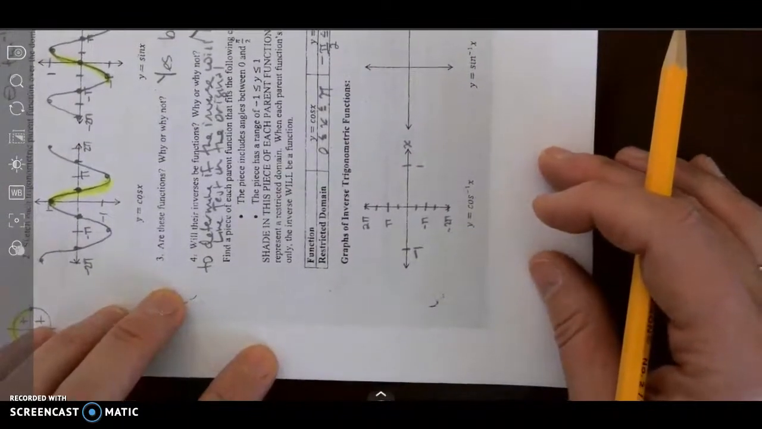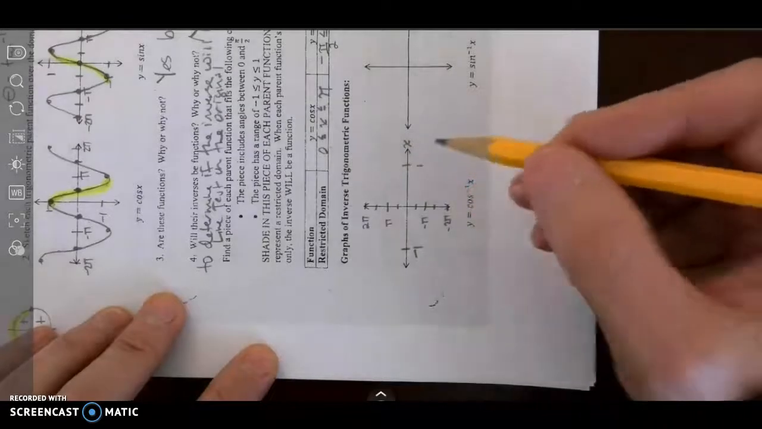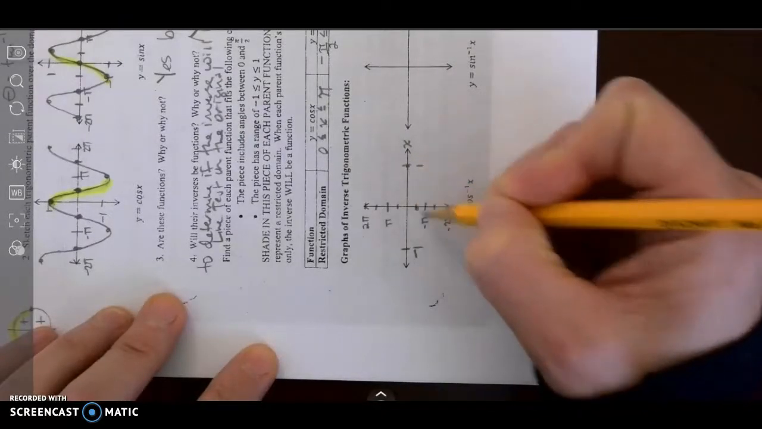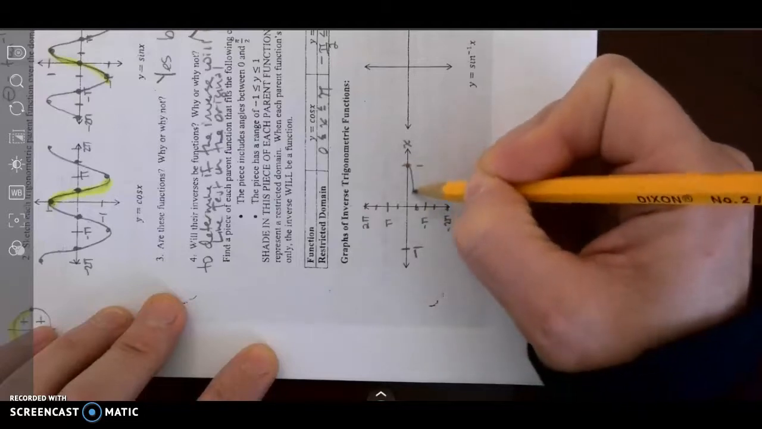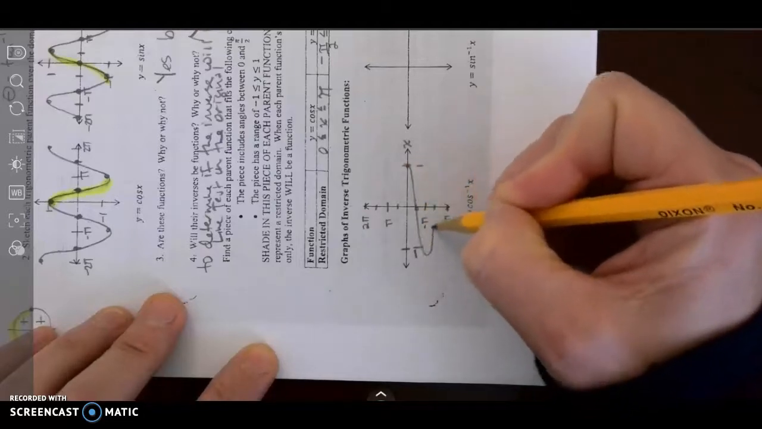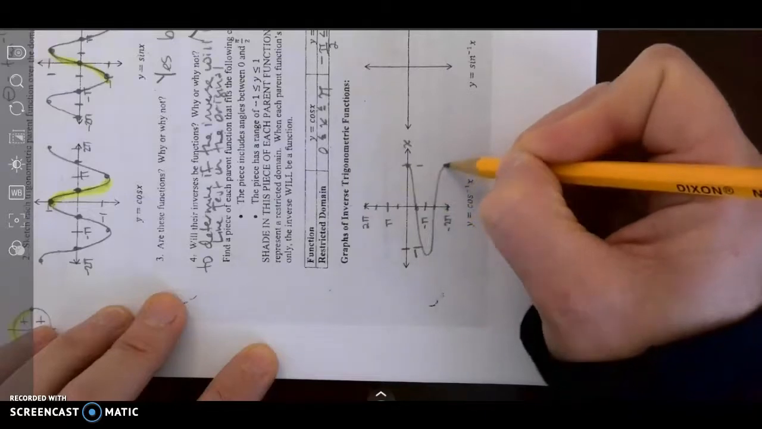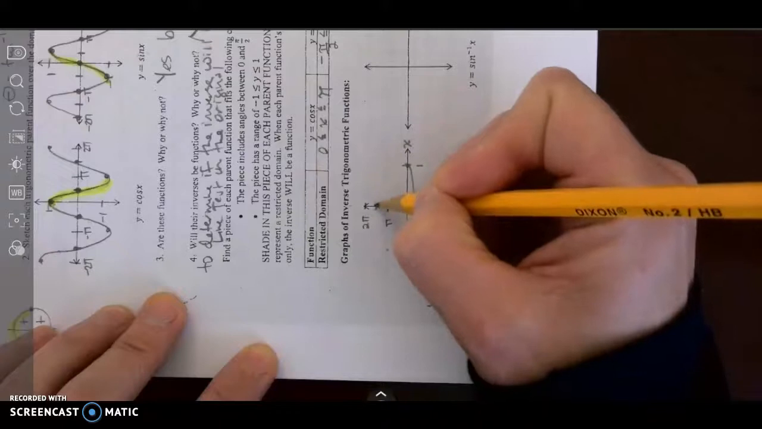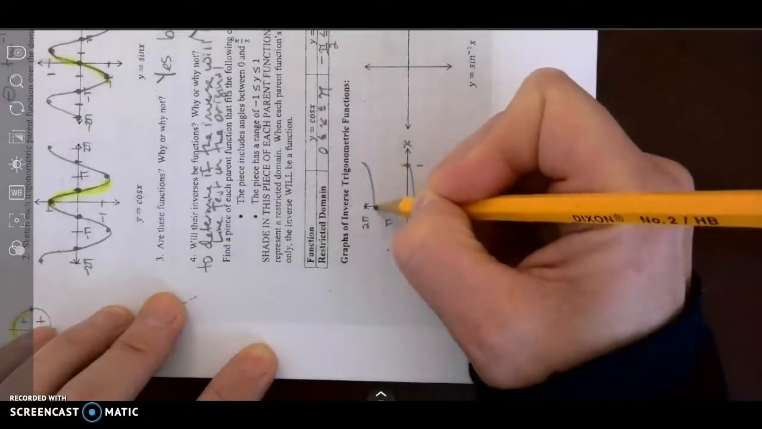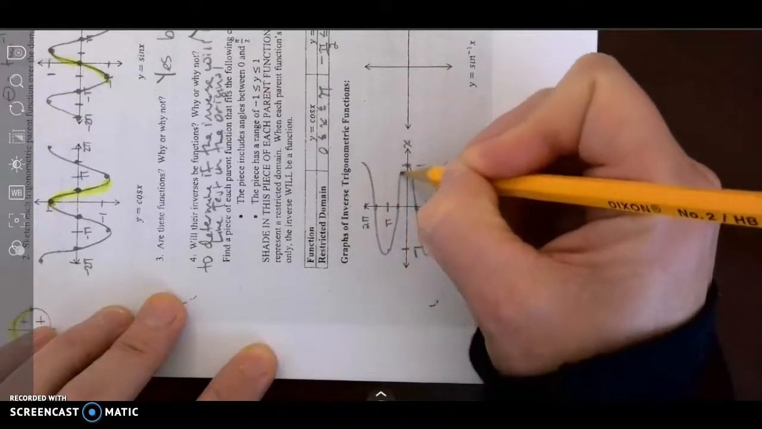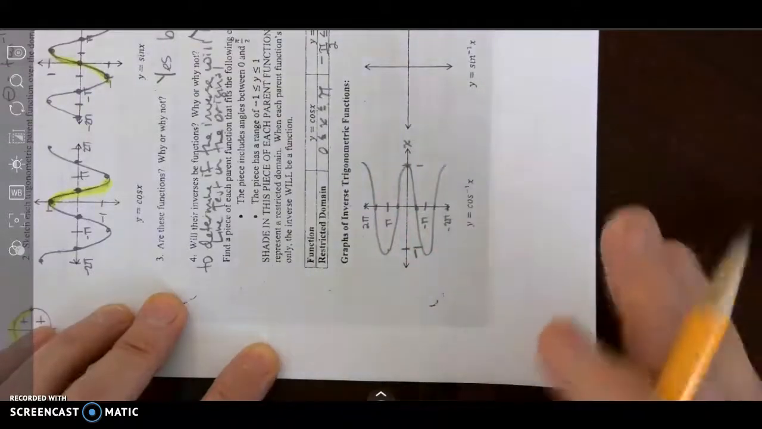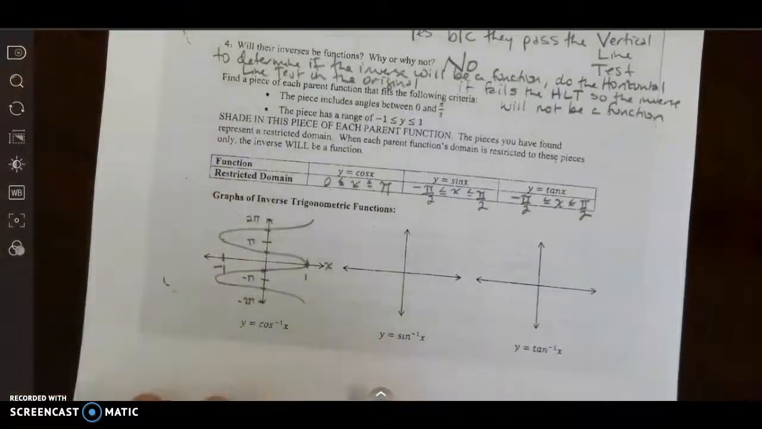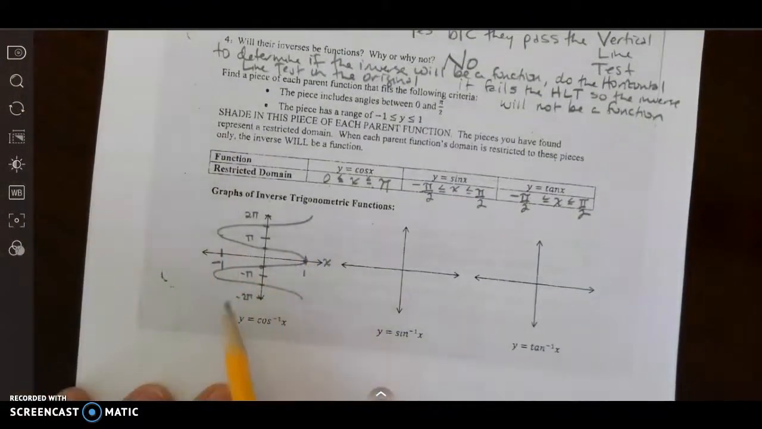And if this was a regular cosine graph, what I would do is I would start here, and I would have my curve come down and back up like that, and I'd have my curve come down, back up like this, like that, if I did the entire thing. Okay? But obviously, I don't want the whole thing.